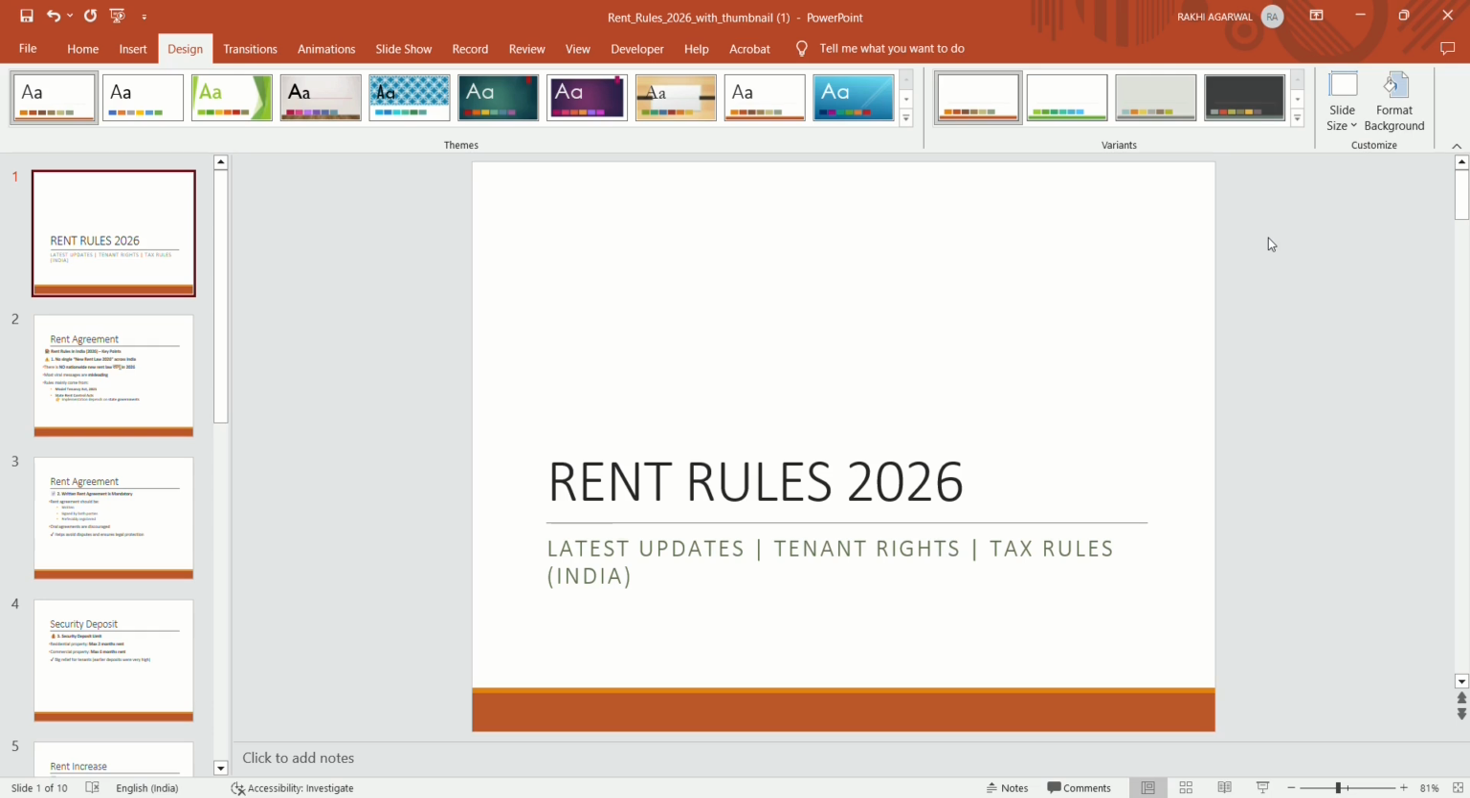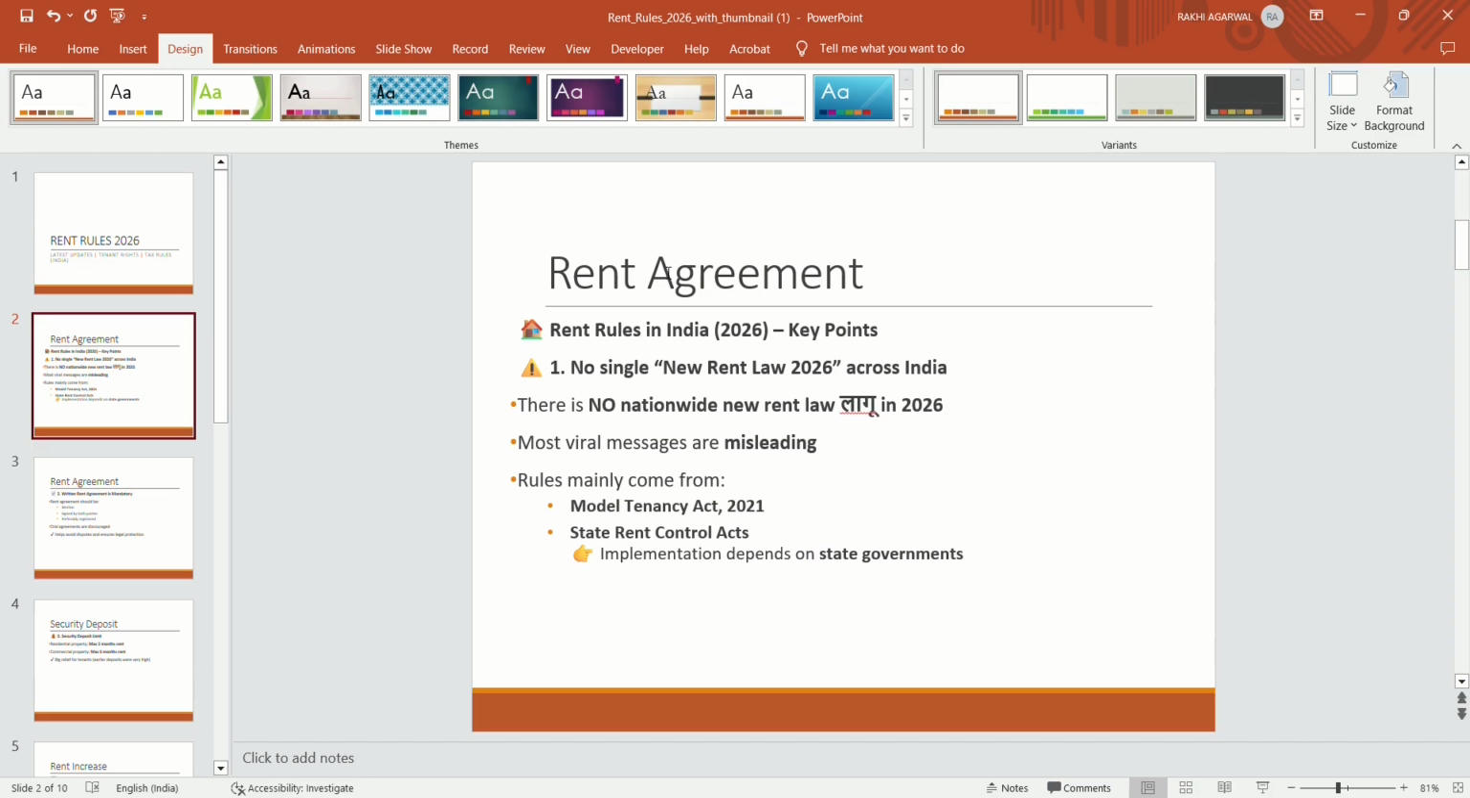Today's discussion is related to Rent Rules 2026. That is the latest update related to tenants' rights, that is rent agreement, rent rules in India. That is the 2026 key point.